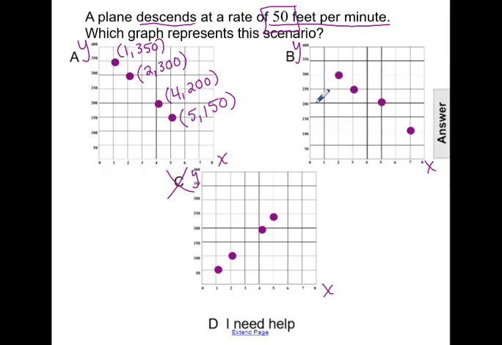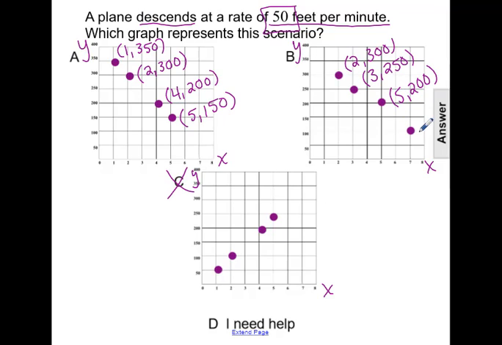Now B is very similar. We do have (2, 300) as one data point, and we have (3, 250). So at first it looks like as the minute increases, your height is decreasing by 50. But if you go over here at this data point of (5, 200), right here you have decreased by 50 feet, but not per minute, it was actually per 2 minutes. So that has changed your rate.